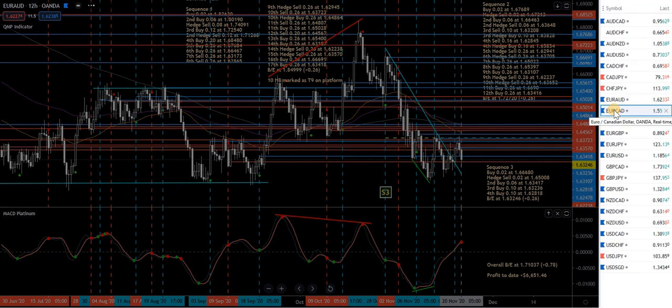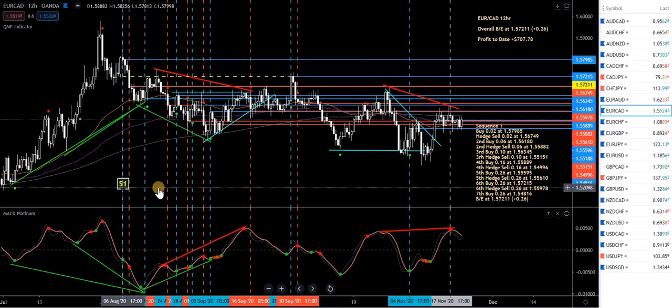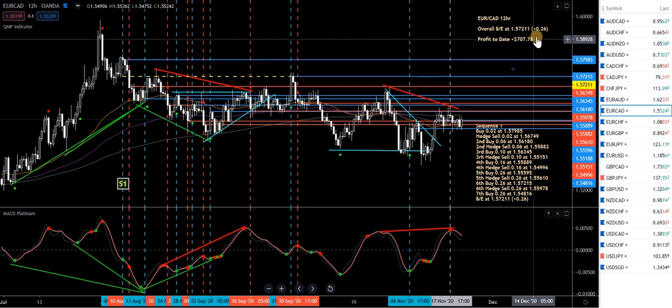All right, Euro CAD, let's have a look at that. Another sort of busy chart. Only the one sequence though. Nice and all pretty close. The trades' overall break-even is here, it's just tucked behind there, it's a bit hard to see. So I haven't got far to go to get overall break-even. Again, good profit, $700. So not much happening there.